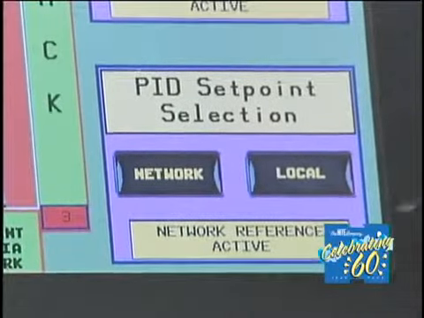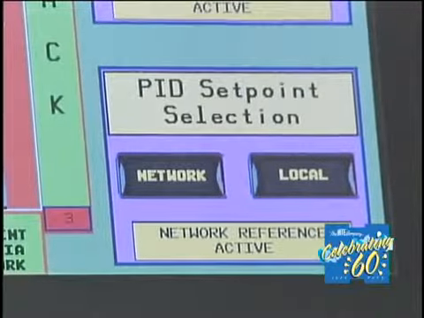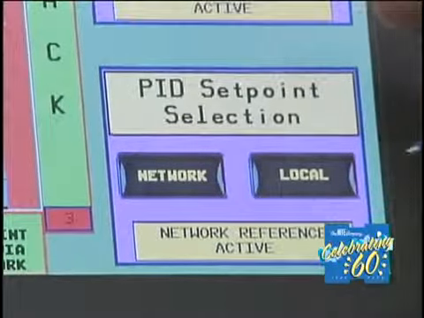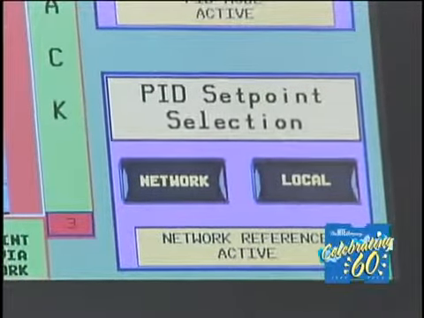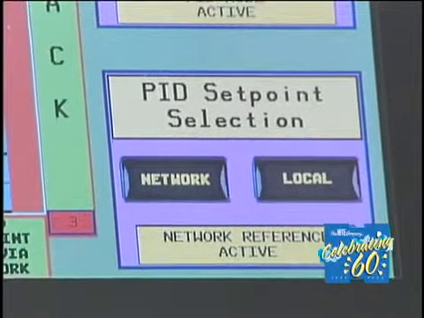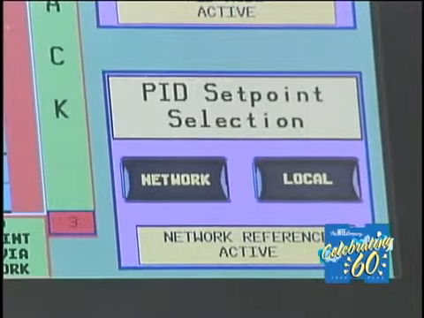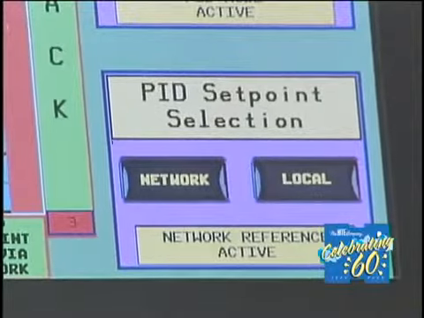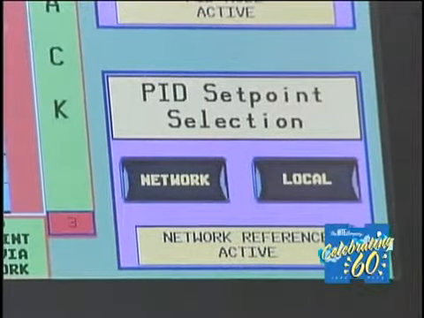We can either choose, which is on network right now, to use the bar graph here on the touchscreen. If we hit local, now the speed pot on the local box underneath the drive, instead of just being a speed pot, becomes our set point. It sets the set point, and then the drive controls the motor speed to maintain the bottle in the tube, which you'll see here momentarily.